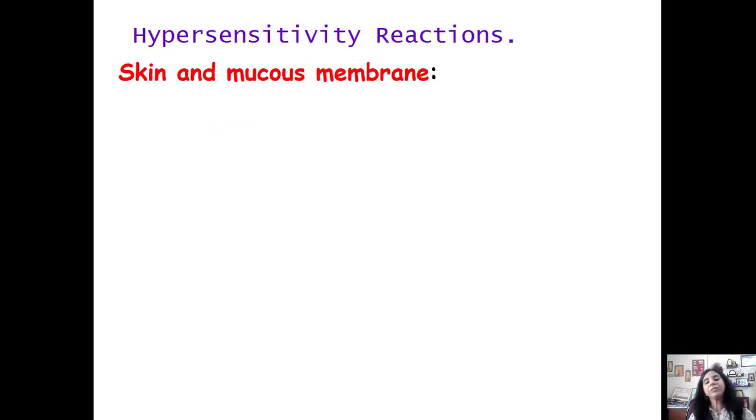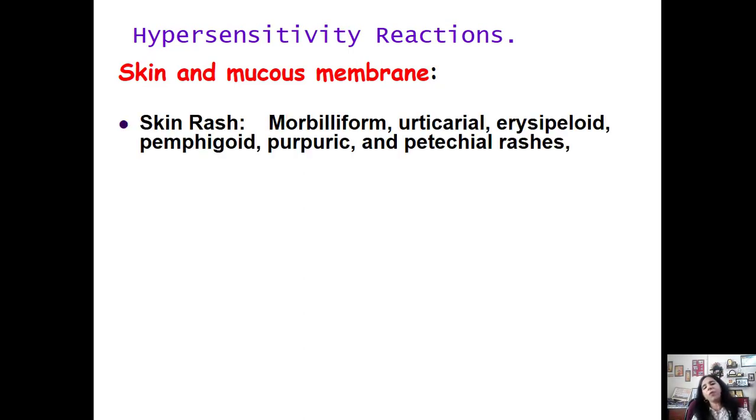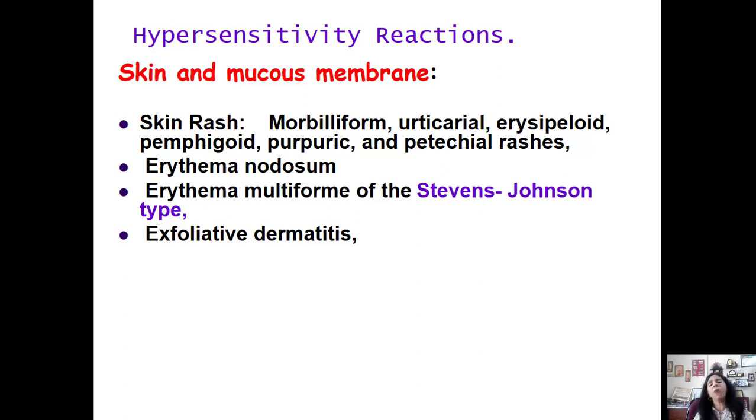As far as the hypersensitivity reactions are concerned, they are most common. Students, skin and mucous membrane are terribly involved. It can be in the form of morbilliform, urticarial, pemphigoid-like rashes, purpuric rashes, red rashes, erythema nodosum, erythema multiforme, that is exfoliation of the skin and the mucous membrane, which is a type of Stevens-Johnson syndrome. And this is a life-threatening syndrome which can happen with many drugs, including sulfonamides, including the anti-epileptic drugs like phenytoin, carbamazepine.